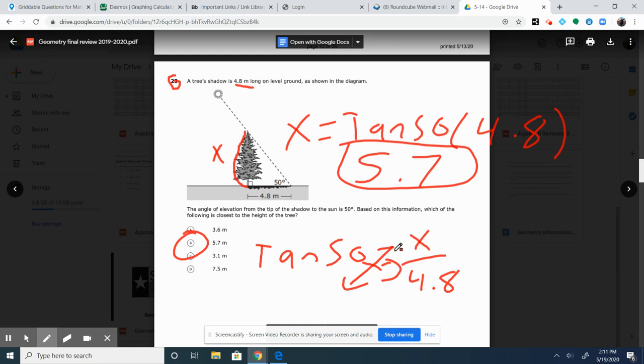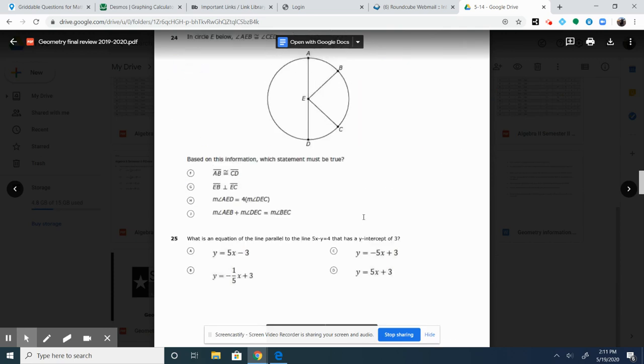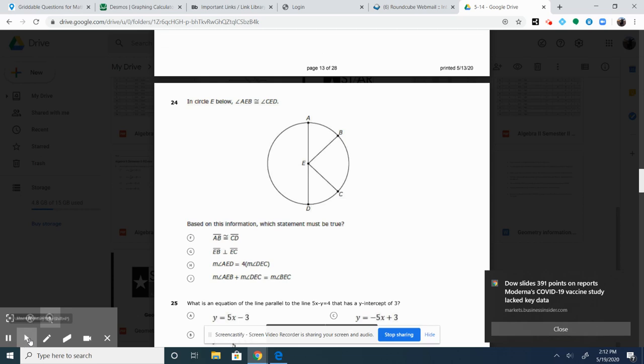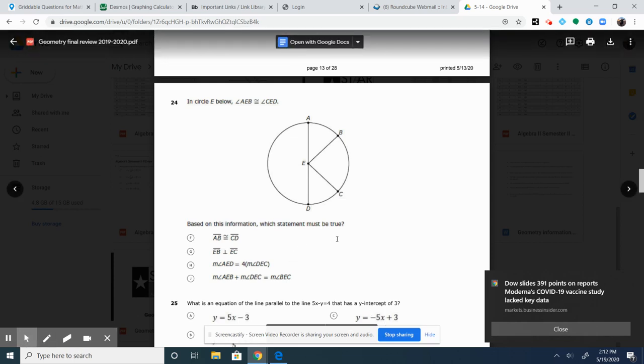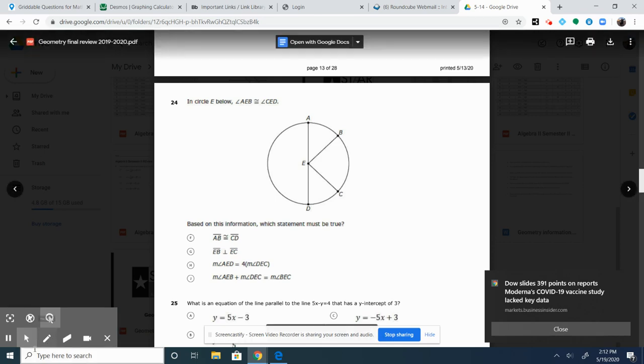So now let's look at number 24. And it says in circle E below, angle AEB is congruent to angle CED. So we're talking about these two angles, which are congruent. So it says based on this information, which statement must be true?